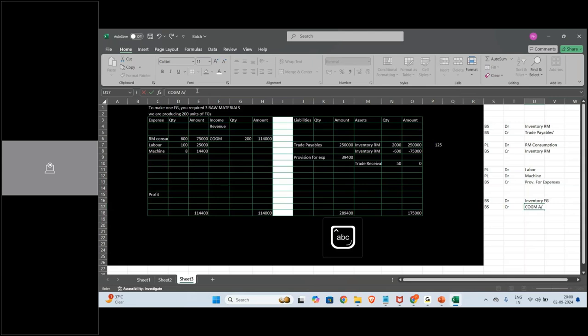Okay. So then COGM is 1,14,000. Here I should write inventory FG, 200 units. 200 should be written here, 200 units at the cost of 1,14,000. Correct?